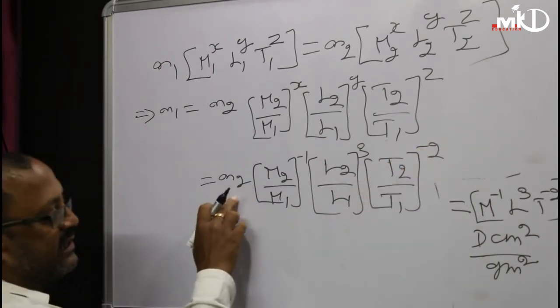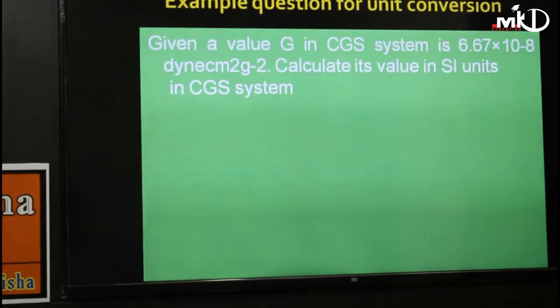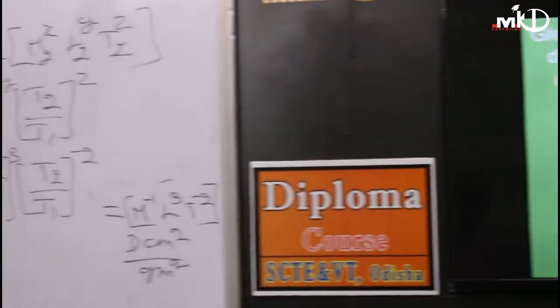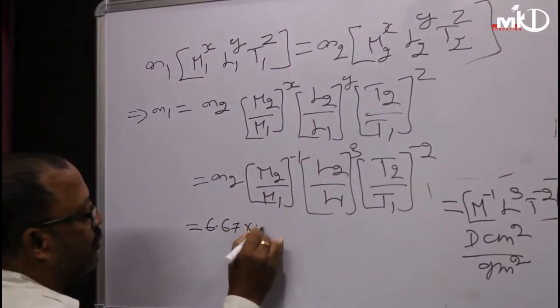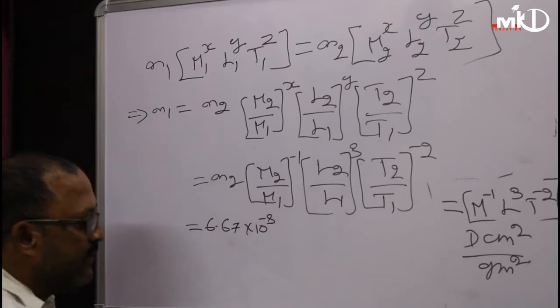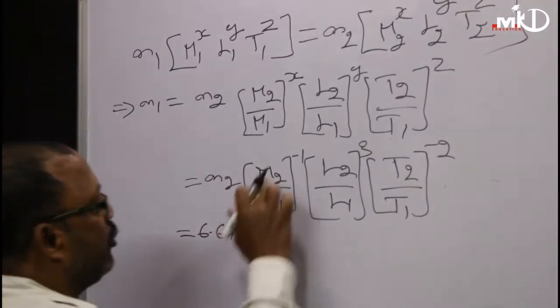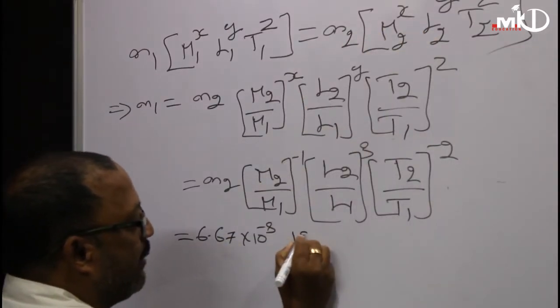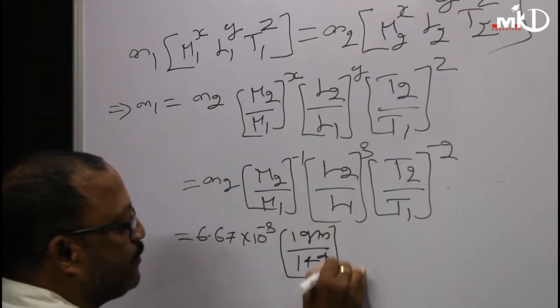N2 is in the CGS system, so its value is as given, 6.67 into 10 to the power minus 8. Now the value of N2 becomes 6.67, and by putting this value, it is equal to 6.67 into 10 to the power minus 8. Then, using the expression, M2, which is the CGS part, is in grams, that is 1 gram by 1 kg to the power minus 1.